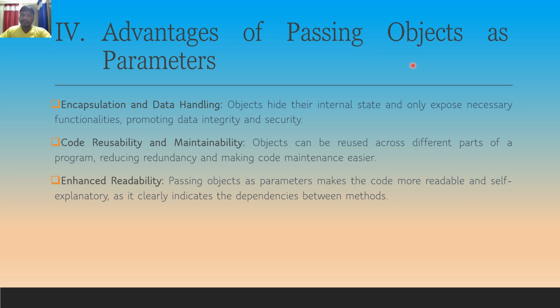And what are the advantages of passing objects as parameters? Encapsulation and data handling. Objects hide their internal state and only expose necessary functionalities, promoting data integrity and security. Code reusability and maintainability. Objects can be reused across different parts of a program, reducing redundancy and making code maintenance easier. Enhanced readability. Passing objects as parameters makes the code more readable and self-explanatory as it clearly indicates the dependencies between methods.